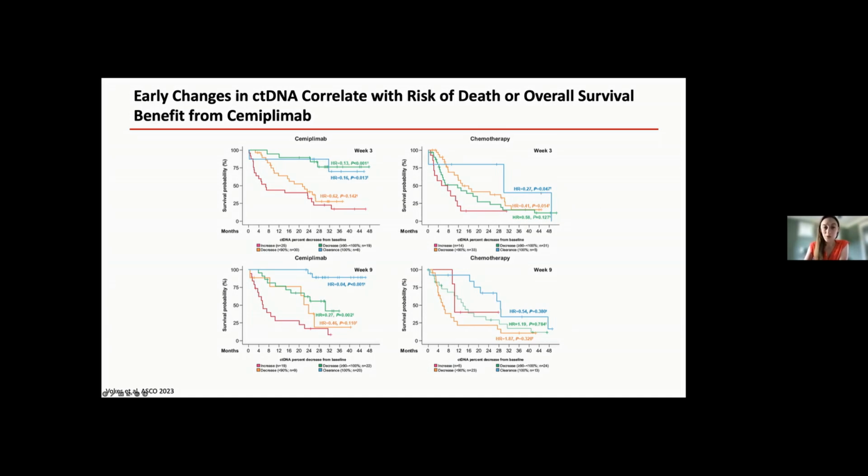Now, in the chemo group, complete clearance is still very clearly associated with a good outcome, but all of the other groups actually don't track as clearly. And even patients with a 90% clearance seem to do as badly as the patients with an increase in ctDNA.